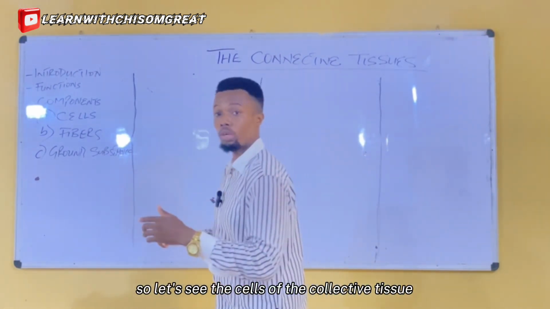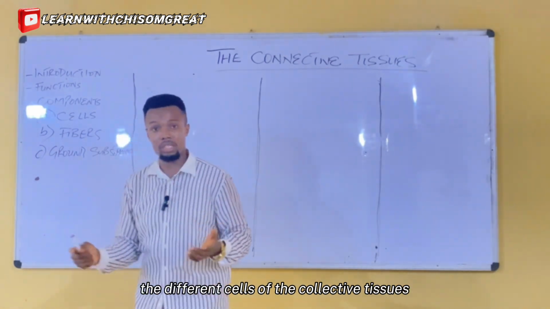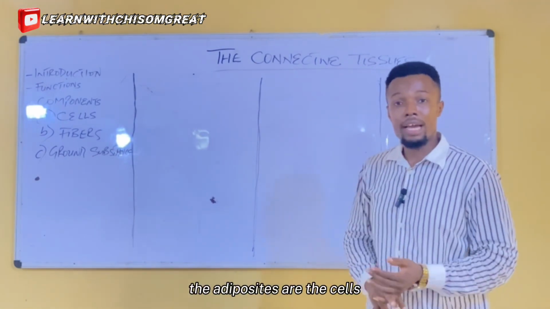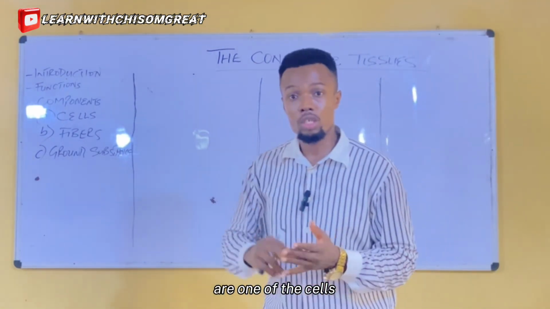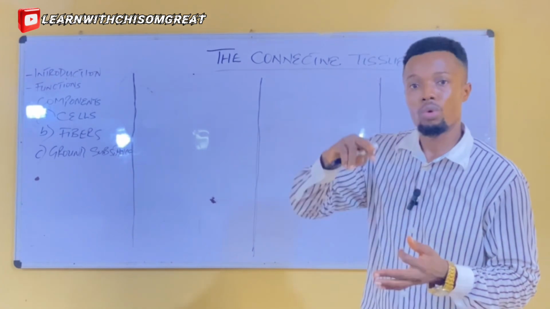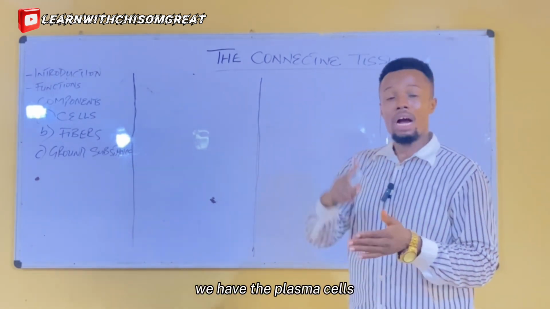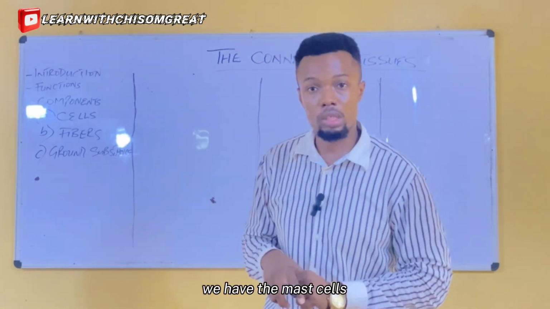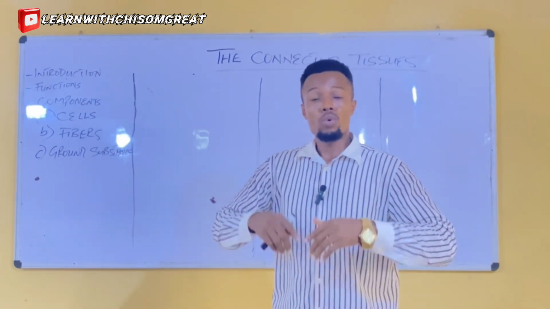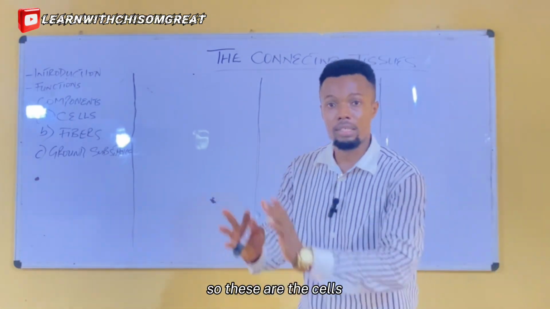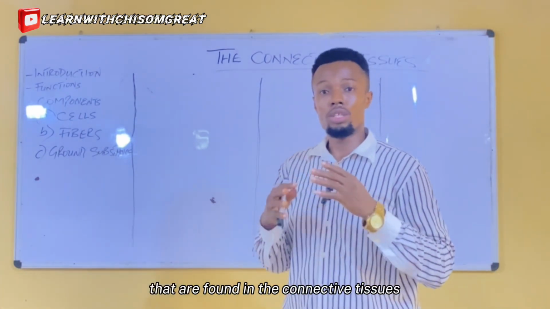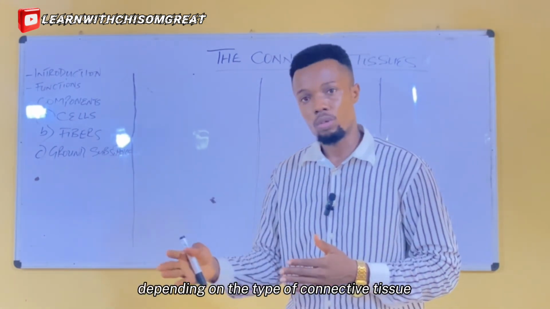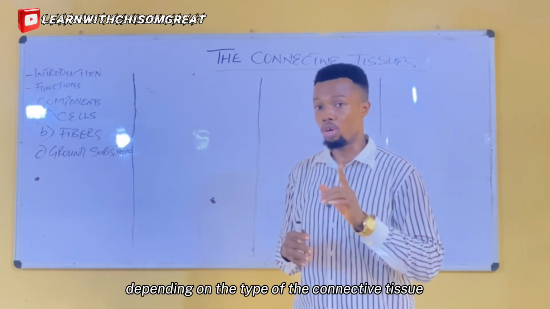So let's see the different cells of the connective tissues. We have the adipocytes. We have the lymphocytes. We have the thrombocytes. We have the plasma cells. We have the macrophages. We have the mast cells. We have the reticular cells. We have the fibroblasts. These are the cells found in the connective tissues, depending on the type of connective tissue.